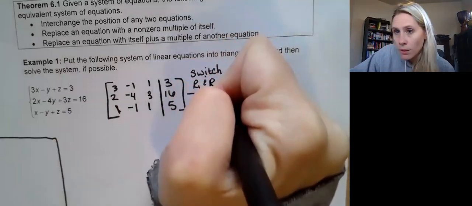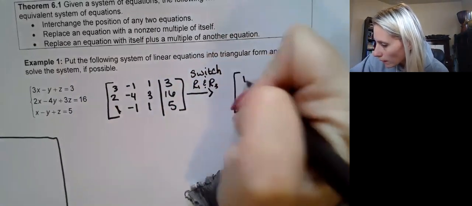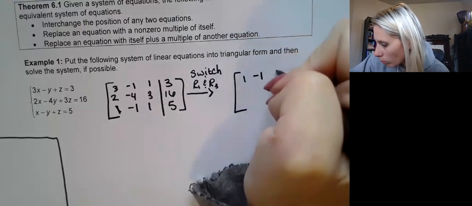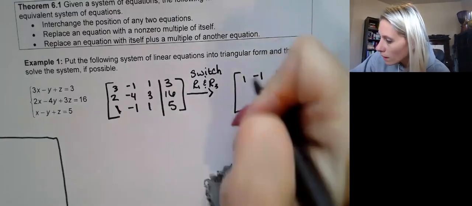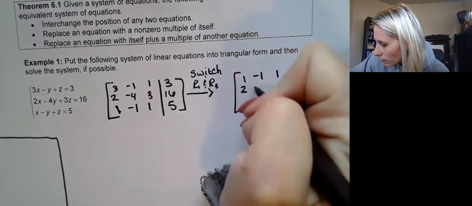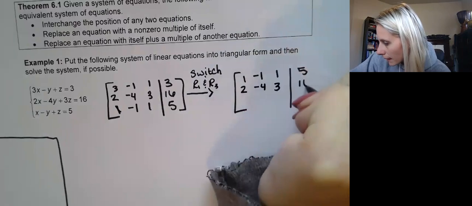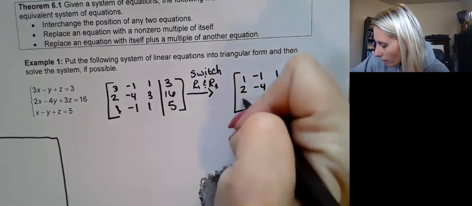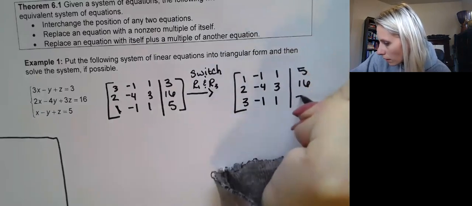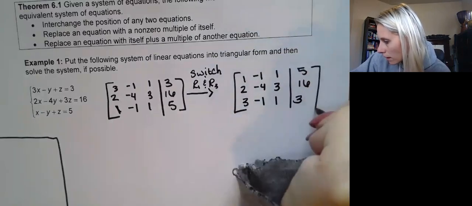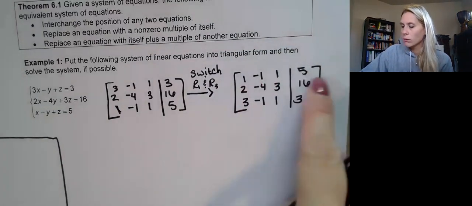Okay, so now I'm going to make my new matrix. I have 1, -1, 1, 5. I still have 2, -4, 3, 16. And then I have 3, -1, 1, 3. All right. That's good. We've got that one all set. This row is fine.